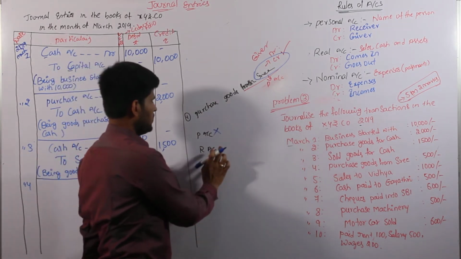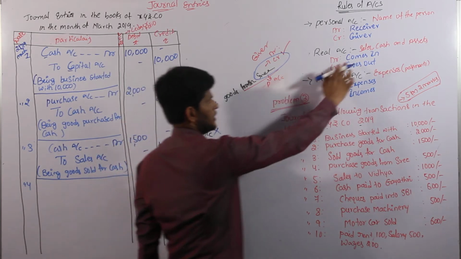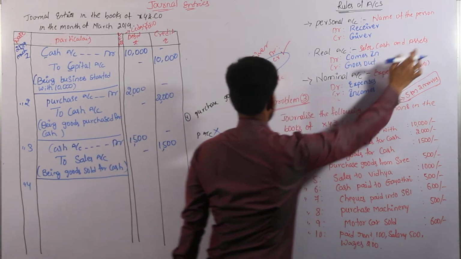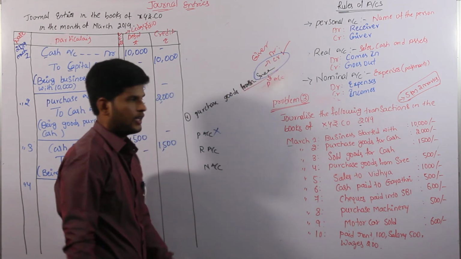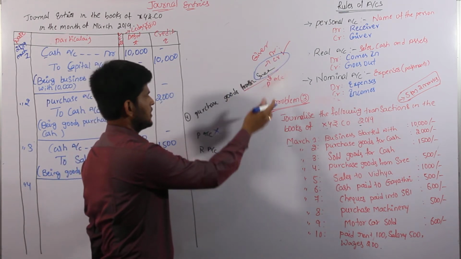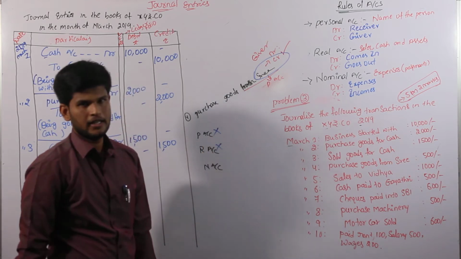Come to the second rule, real account. Real account is relating to sales, cash, asset. In our transaction purchase goods, already Street is completed. There is no sales, cash and asset. Again we have to cancel the real account.